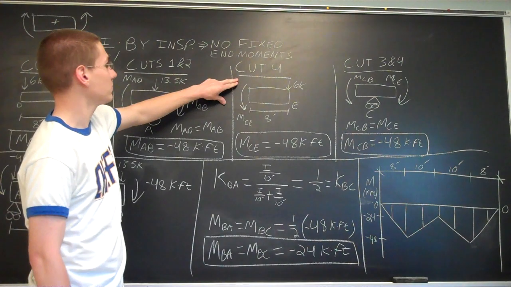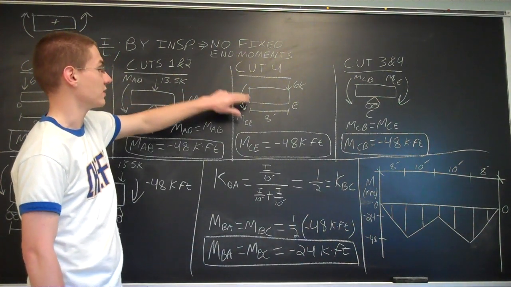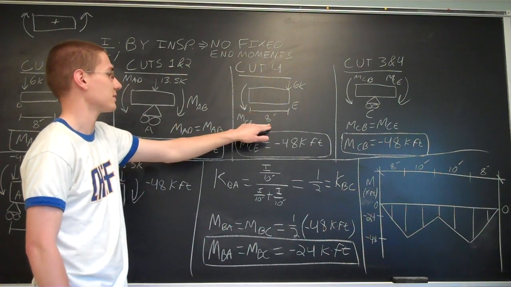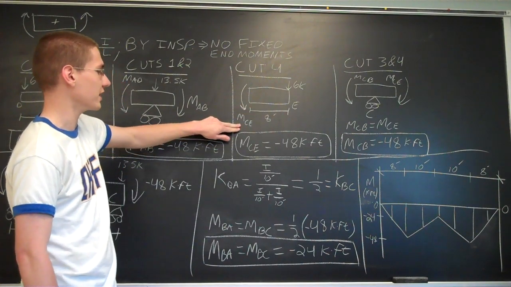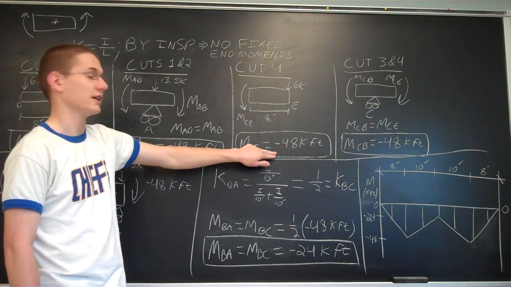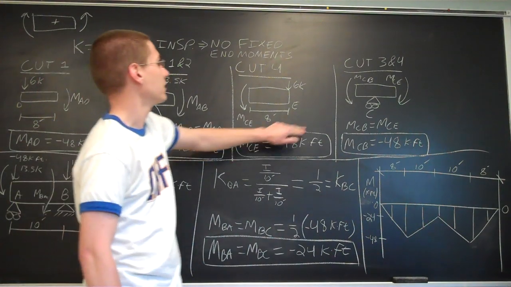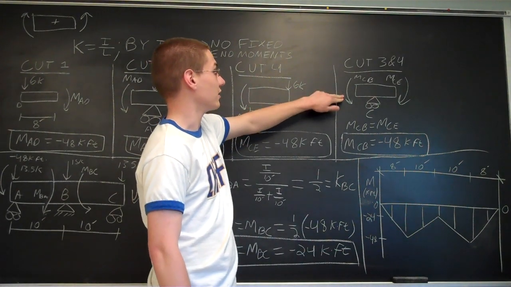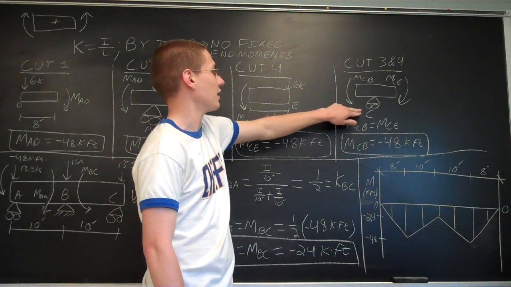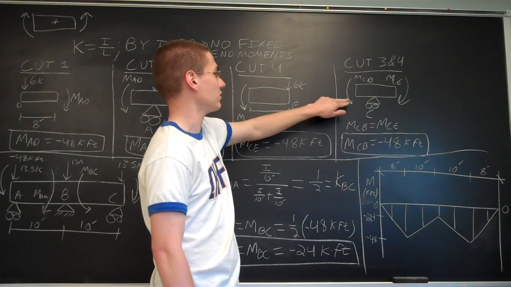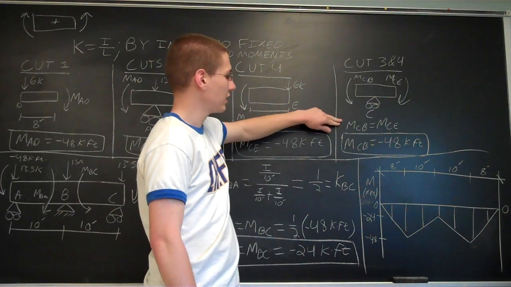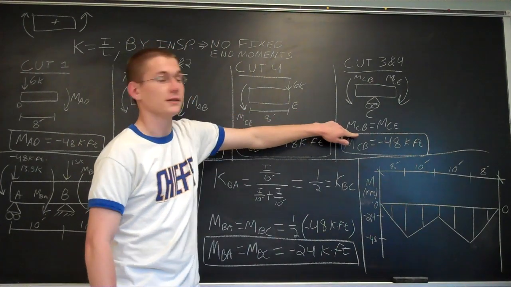Moving to the other side of the beam, for cut 4, similar situation to cut 1, where we have a cantilever with 6 kips times 8 feet. You get our moment from CE to be negative 48 kip feet. And then similar, again, to the other side by symmetry, cut 3 and 4, about the reaction at C, you have a moment at CB having to equal the moment at CE, resulting in negative 48 kip feet.